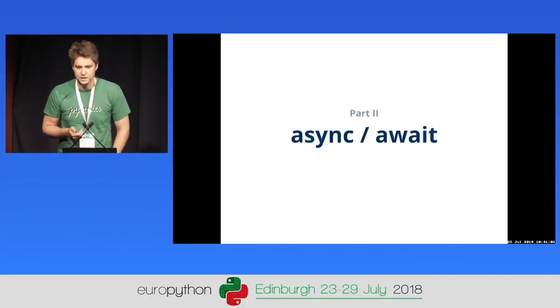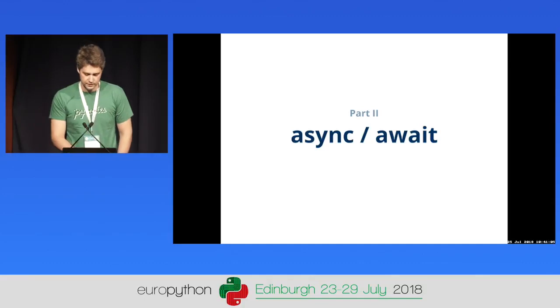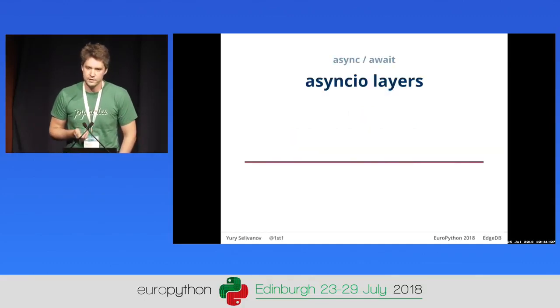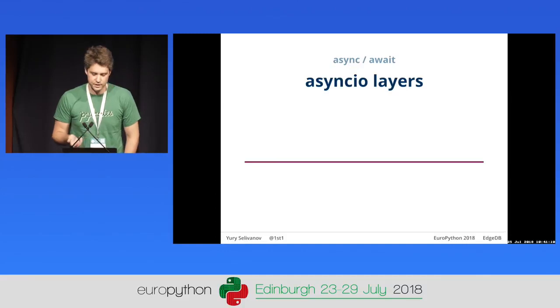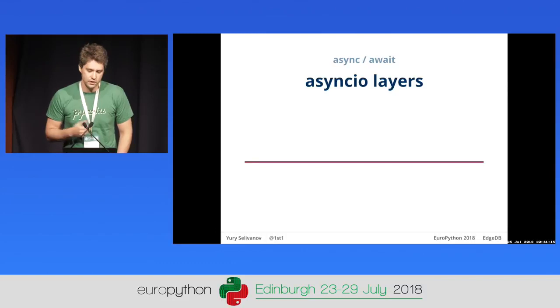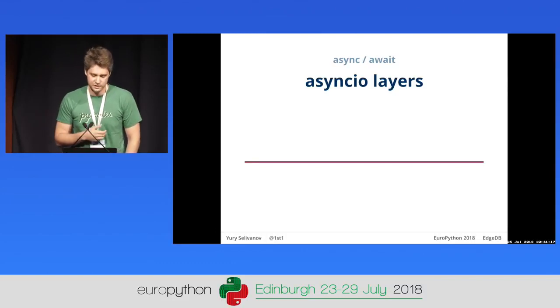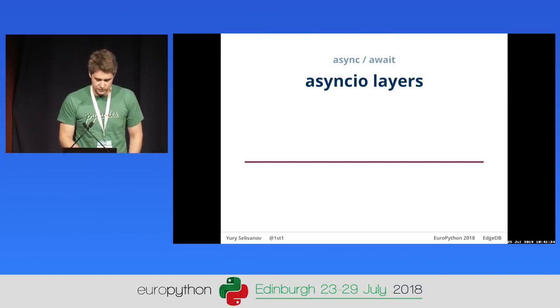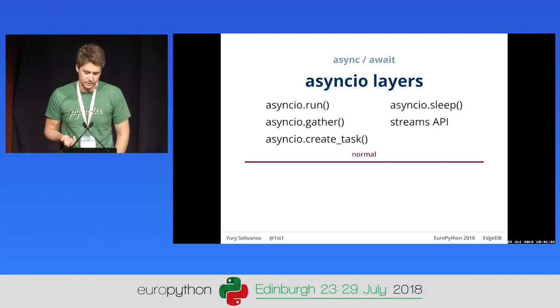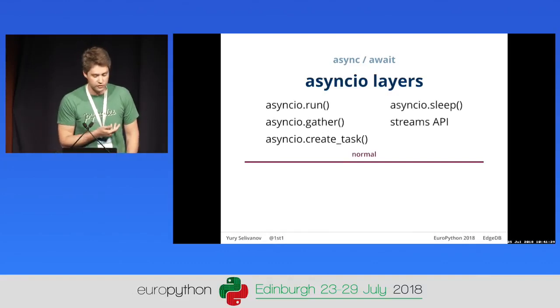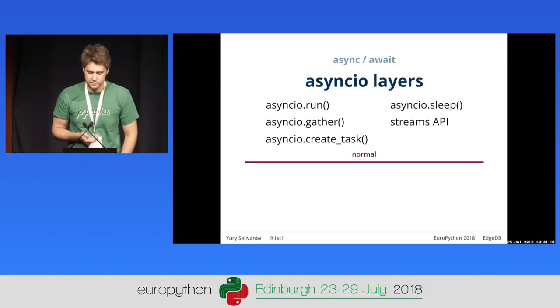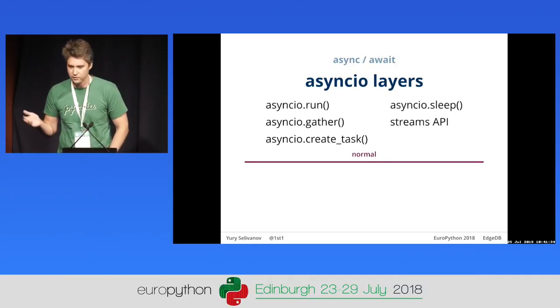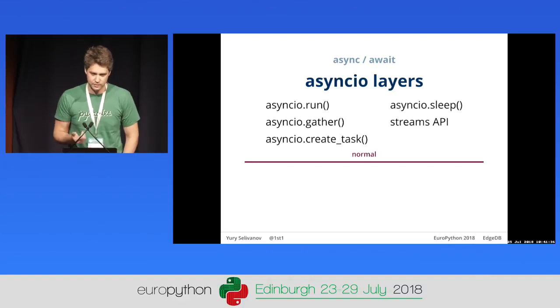So now let's talk about async await in modern asyncio. A lot of people think that asyncio is pretty complex, and of course they are right, but one problem with current asyncio is that we explain it wrong. How we should explain asyncio is that it basically has two levels. One is the normal, high level of asyncio, and it includes functions like run, gather, create_task, sleep, the streams API, the subprocesses API, locks, all those primitives that you can use from async await.